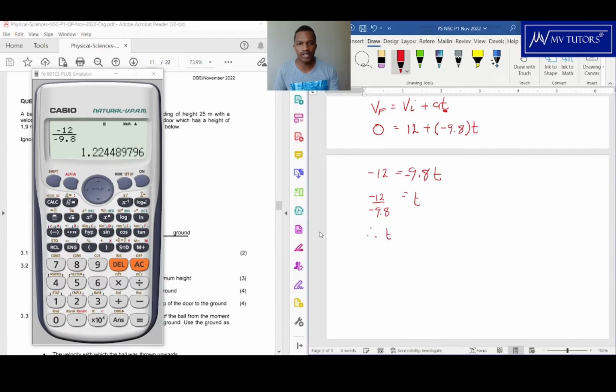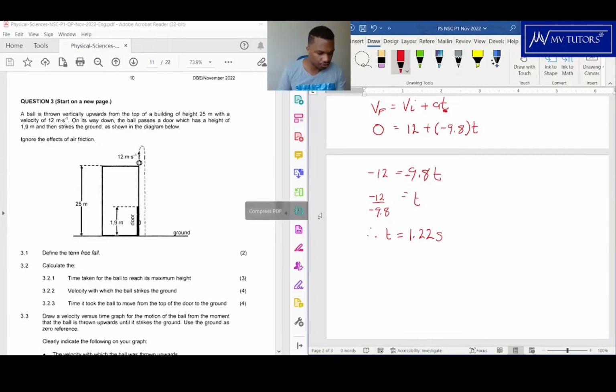Therefore, T is 1.22. Now let me ask you the units of T. It's always in seconds. So it takes 1.22 seconds to reach up there. That's our final answer right there.